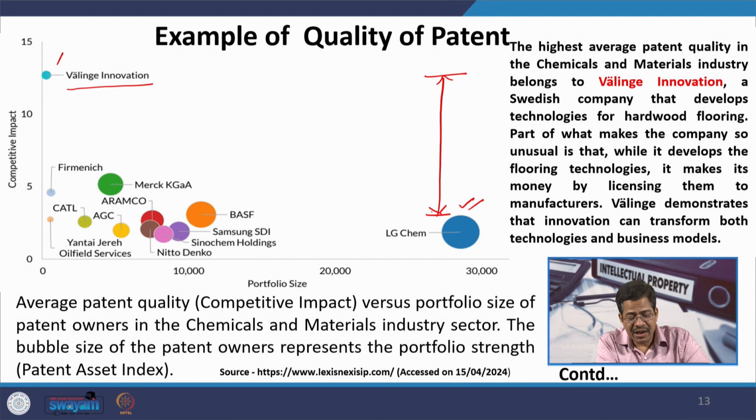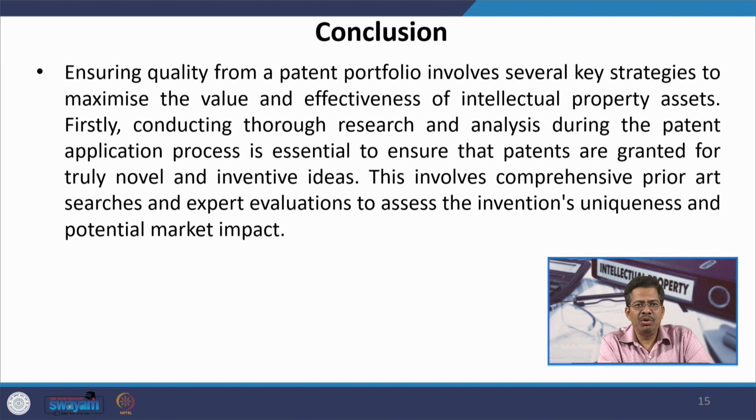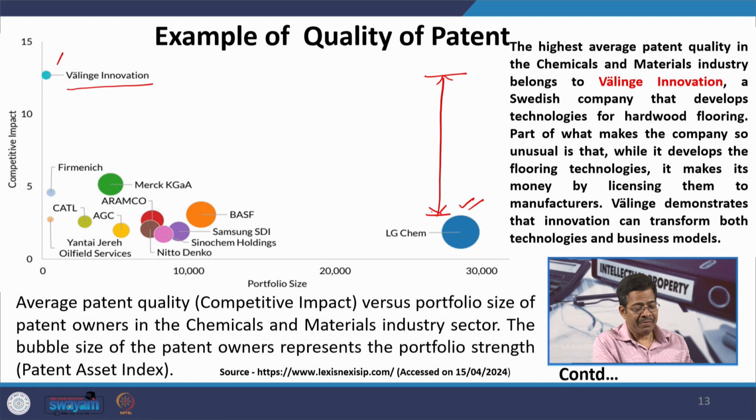But as I said in the beginning of this particular session, we need not only worry about quality. The issue of quality can only come when you have a threshold, when you have a critical mass of IP. Only then is quality important. And once you reach that critical mass, that threshold, if you also ensure the quality of your IP, you can be as competitive as Velang Innovation versus all other companies operating in this chemical and material industry.